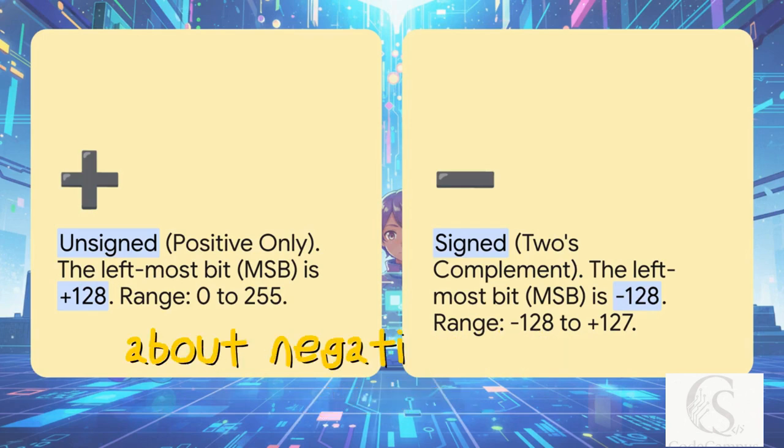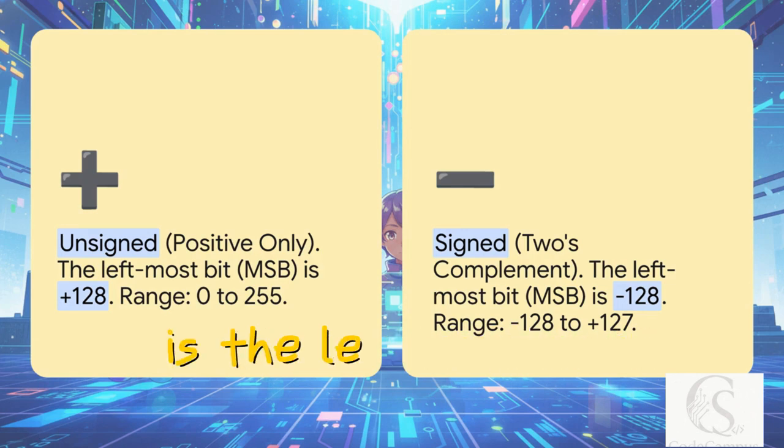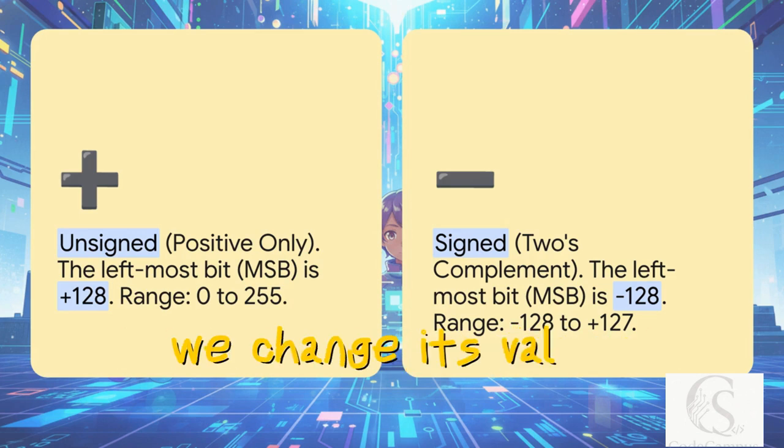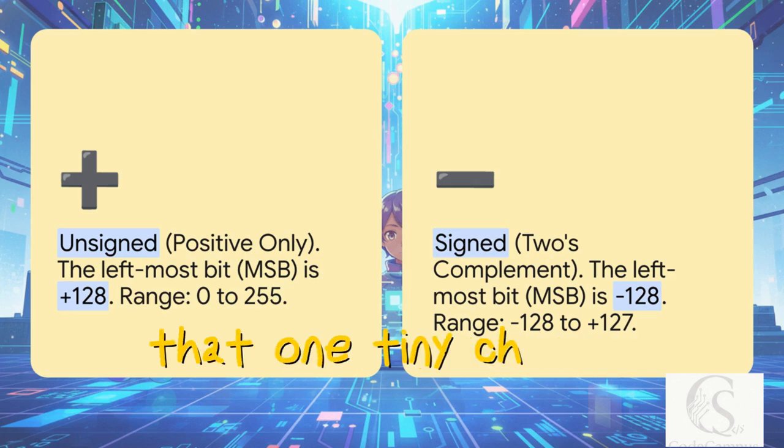Okay, that's great for positive numbers. But what about negative numbers? Well, for that, computers use a really clever system called 2's complement. And the absolute key to understanding it is the leftmost bit, what we call the most significant bit, or MSB. In a normal positive number, that bit is worth plus 128. But in 2's complement, we change its value. It becomes negative 128.